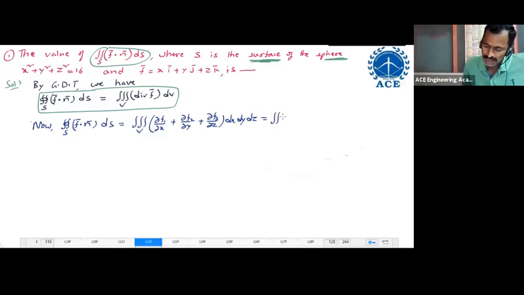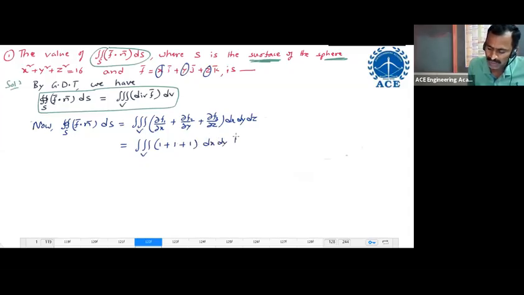This equals the triple integral over V, with f1, f2, f3. f1 with respect to x is 1, plus f2 with respect to y is 1, plus f3 with respect to z is 1, dx dy dz. That is 1 plus 1 plus 1, that is 3, a constant outside, times the triple integral over V of 1 dx dy dz.